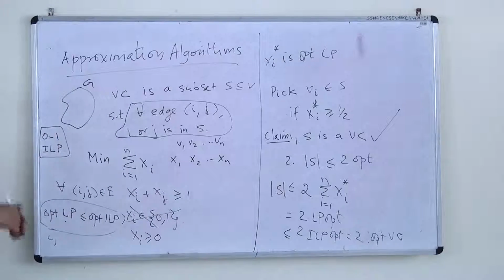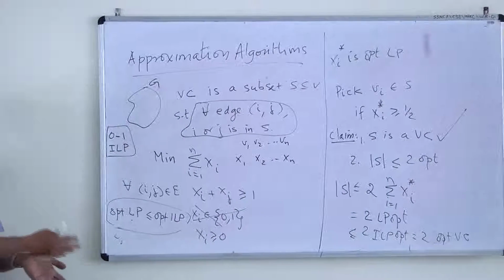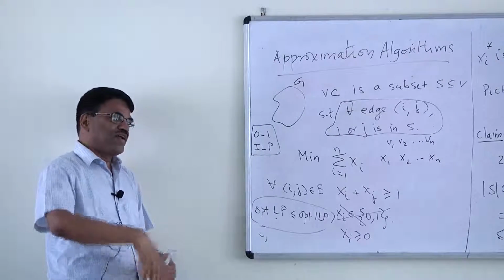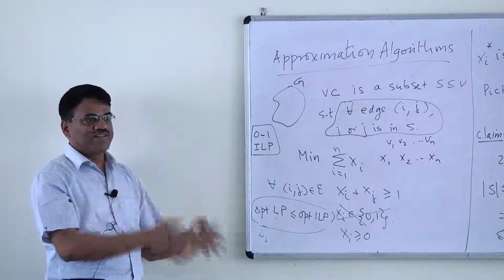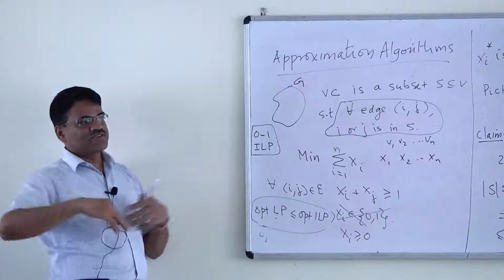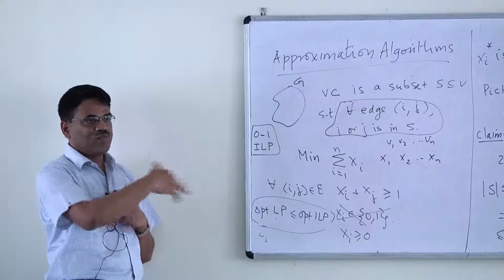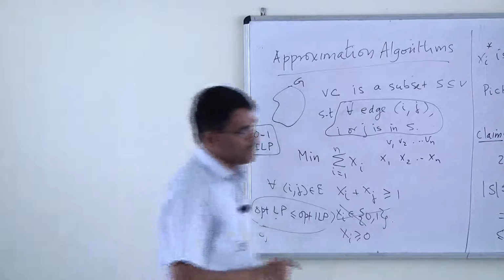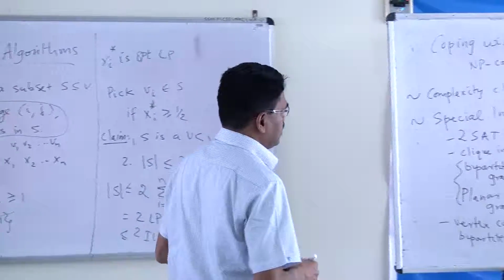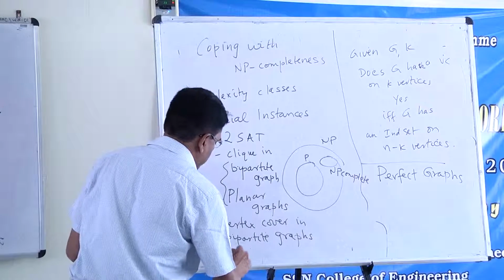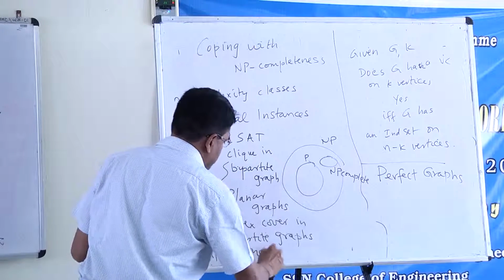And there is a notion of hardness also here. People show that this problem not only is NP-complete, it cannot even be approximated well unless something happens. There are complexity classes related to approximation, it opens up all kinds of things. Okay, so that is this other direction of dealing with NP-completeness.